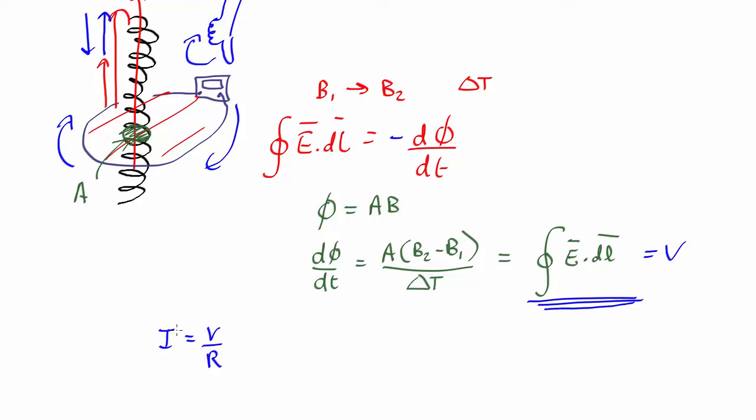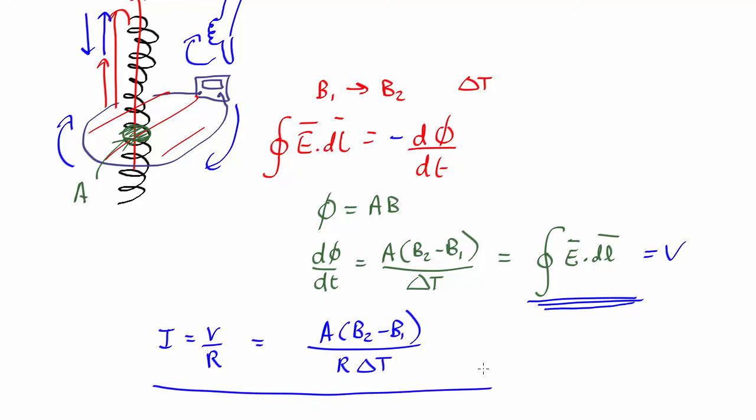So that will simply give us the current, which is just going to be equal to A(B2 minus B1) over R delta t. And so for a short length of time, the short length of time delta t, you'll get this current. Before and after, you'll get nothing.